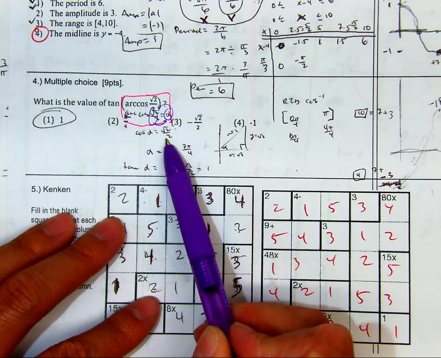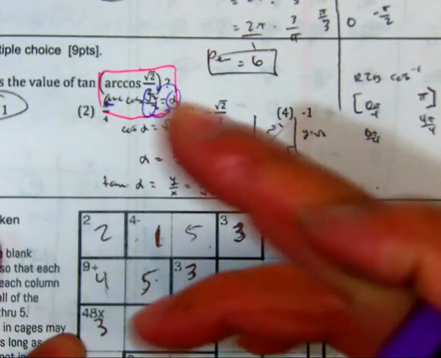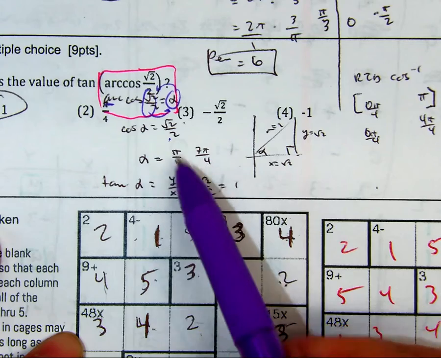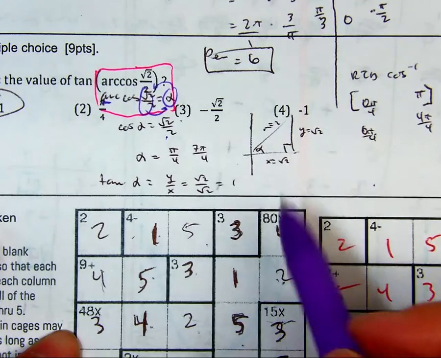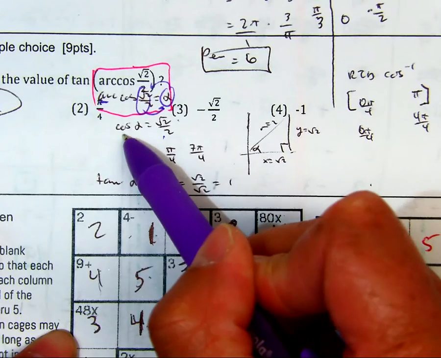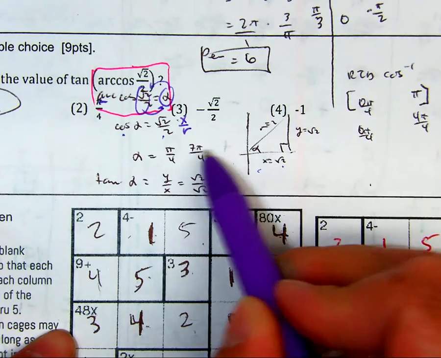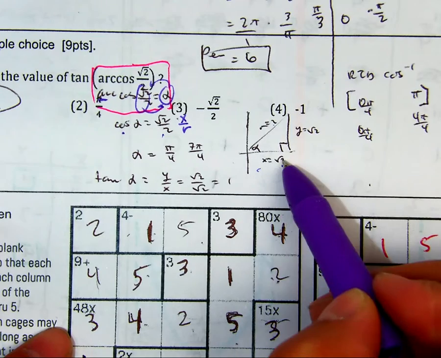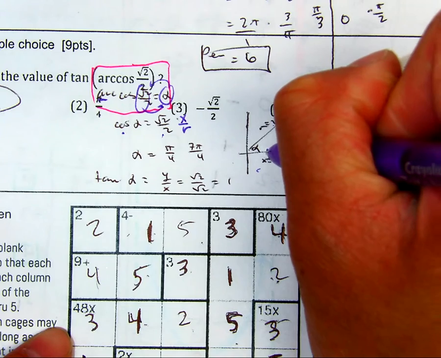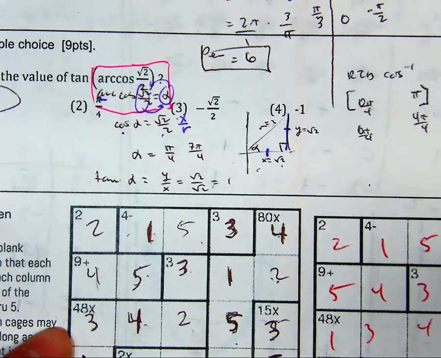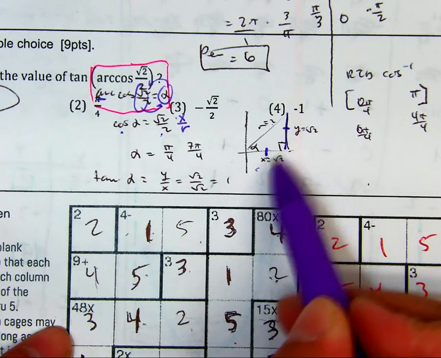Remember here, cosine is easiest in quadrant 1. You can use y over r. I'm sorry, cosine is x over r. So with an x value of radical 2 and an r value of 2, you'll recognize that this is a 45, 45, 90 triangle, and these two sides are the same. You can use the Pythagorean Theorem to figure out that this side is radical 2, and then tangent would be y over x, so radical 2 over 2 would be 1.